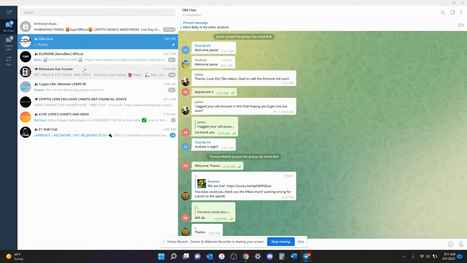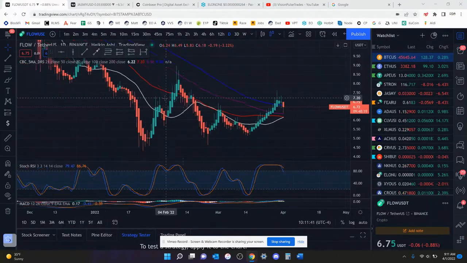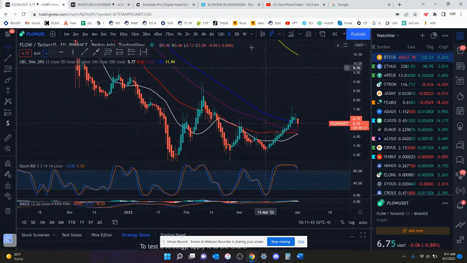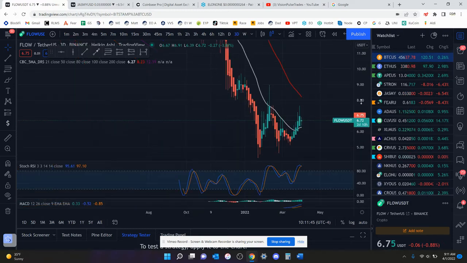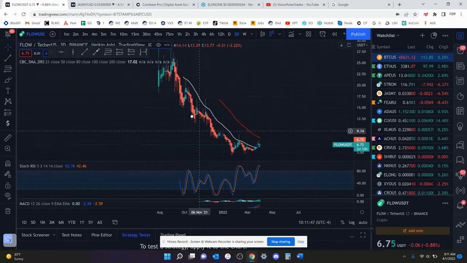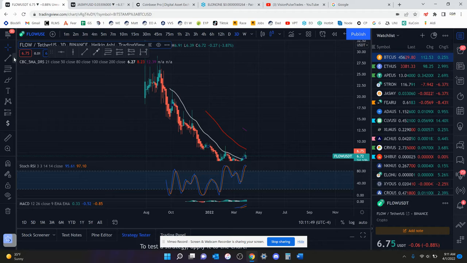All right, so let's look at the flow chart. I did get a request for this in my chat, so we're going to look at that right now. Let's look at the flow chart here on the daily chart. Let's see where we're at. Actually, I'm going to start on the 3-day chart and we can map it from there. I don't know if I've ever looked at this, so we'll see.